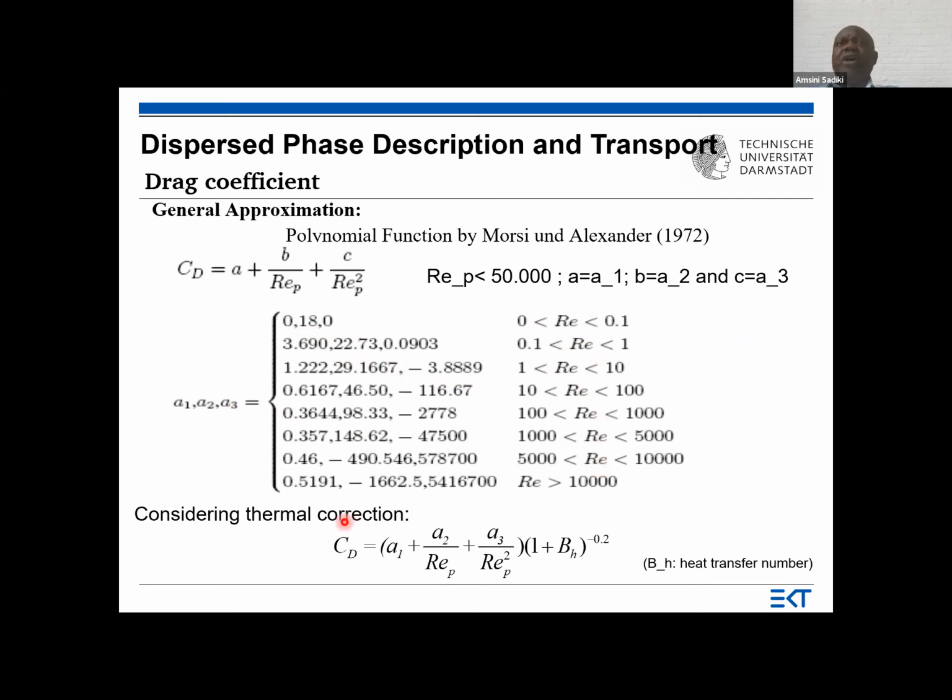And if we compare, we introduce the thermal correction. So we will introduce this heat transfer number. And for that, we will see later on how this heat transfer number looks like.